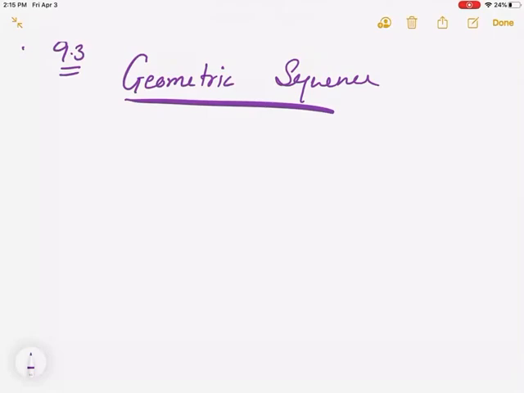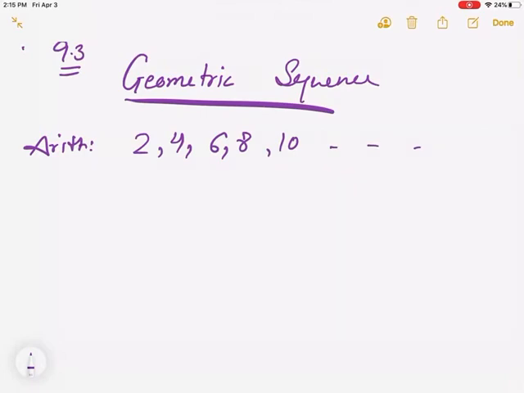The only difference is before, for arithmetic, it was actually adding and subtracting by a common difference. Now it's going to be multiplying or dividing by a common ratio. So let's just start off with an example. If it's arithmetic, then it would look something like this: 2, 4, 6, 8, 10 and so on, right?